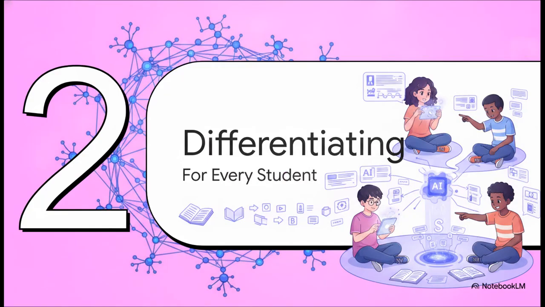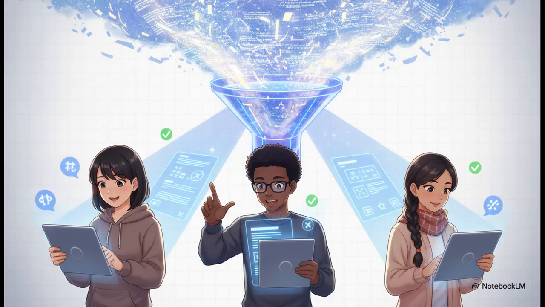Moving right along to phase 2, differentiating for every student. Let's see how AI can instantly tailor your content to the incredibly varied reading levels in your classroom. So if you have mixed ability classrooms, and let's be real, who doesn't, you're probably spending hours manually simplifying or advancing texts. Well, this tool right here is a total lifesaver.